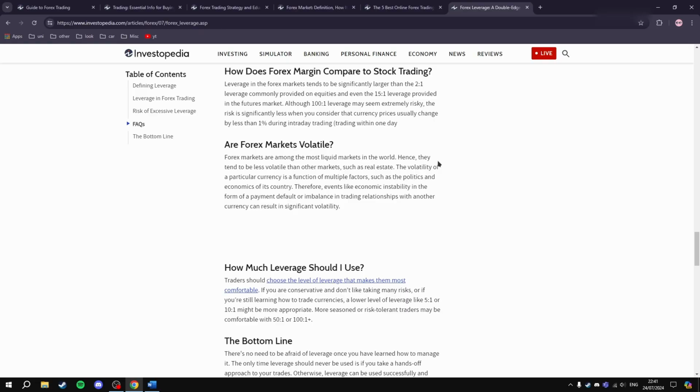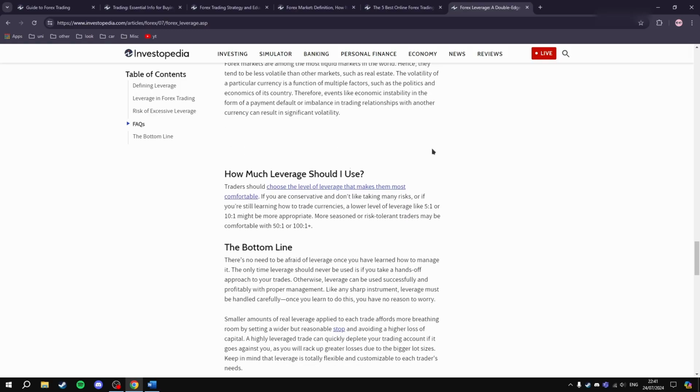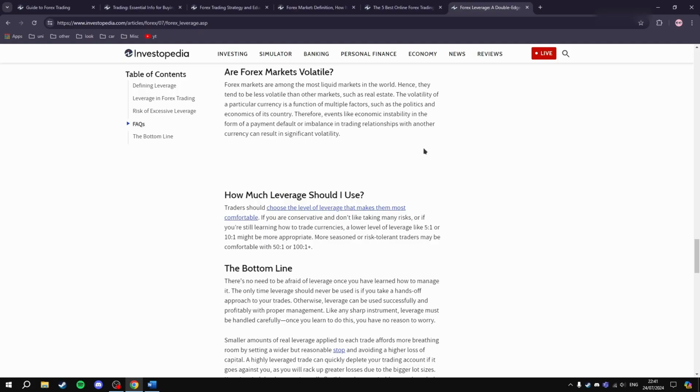Trading within 1 day, really? Currency prices usually change by less than 1%. Is that true? Are Forex markets volatile? Forex markets are among the most liquid markets in the world, hence they tend to be less volatile than other markets, such as real estate.